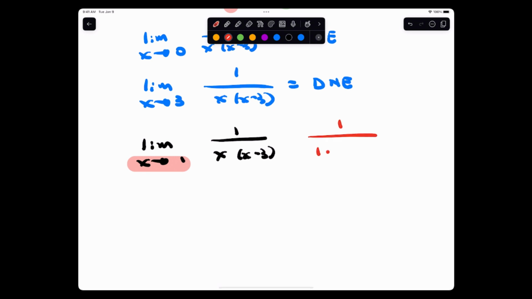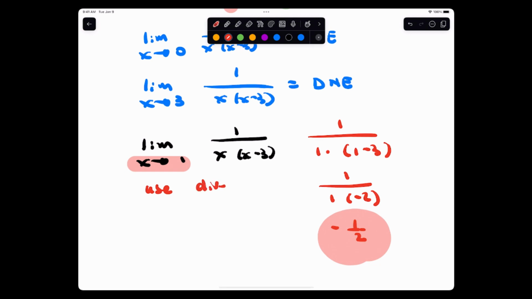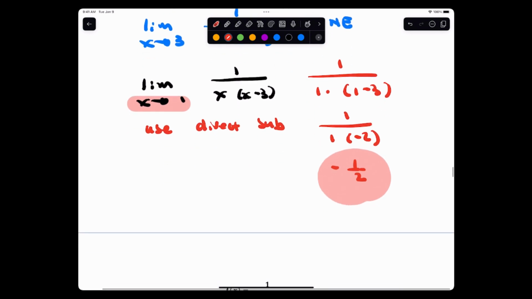1 over 1 times 1 minus 3. What's that? 1 over 1 times negative 2, which is negative what? 1/2. So you could use direct substitution. Your book will say that, or it's really continuity. That's really because the function's continuous at 1. So that's the justification. F is what? Continuous at x equals 1. So you're just plugging that number in. You got a finite answer.